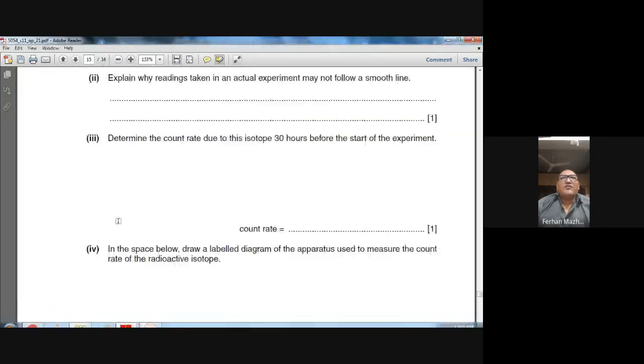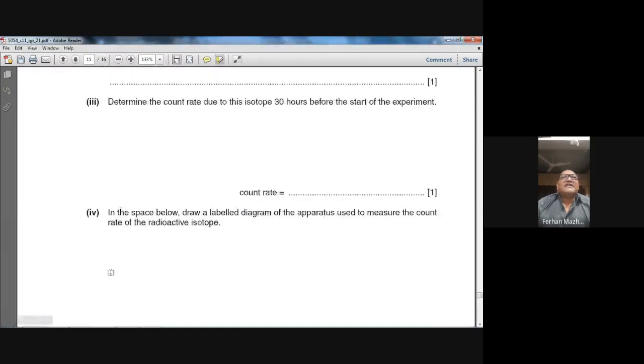Okay, so hopefully you are understanding this. He says determine the count rate due to this isotope 30 hours before the start of this experiment. You can put a star on this part. This 1 mark question is not easy. Normally, he will ask you what will be the count rate after 30 hours. So 30 hours means 2 half-lives. So if now the count rate is 1200, after 15 hours it will become 600, and after another 15 hours it will become 300.